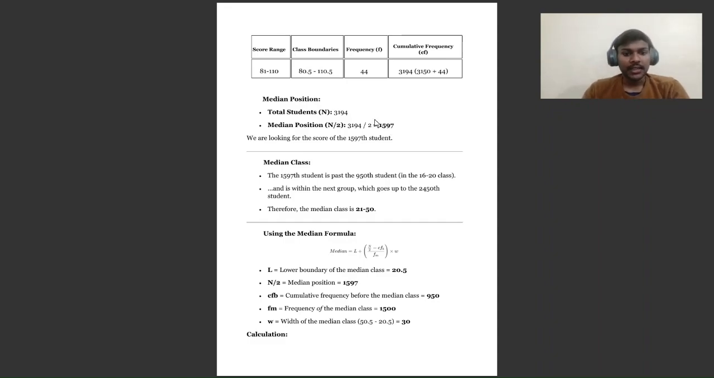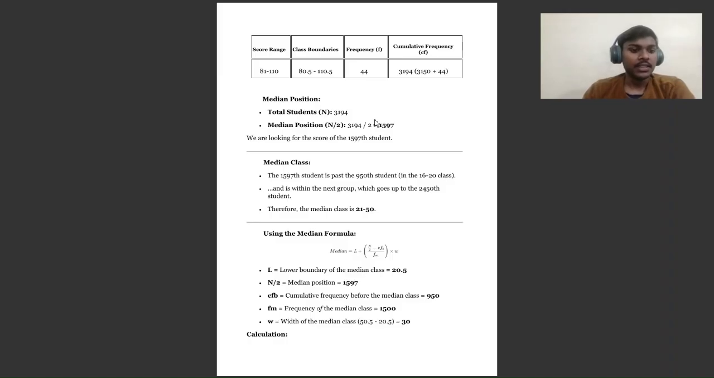Step 4, apply the grouped data median formula, which is median equals L plus ((n by 2 minus CFB) upon FM) into W, where L is the lower boundary of the median class, which is 20.5 from our data set, and n by 2 comes out to be 1597. CFB stands for cumulative frequency before the median class, which is 950. FM is the frequency of the median class, which is 1500, and W is the class width, which is 30.